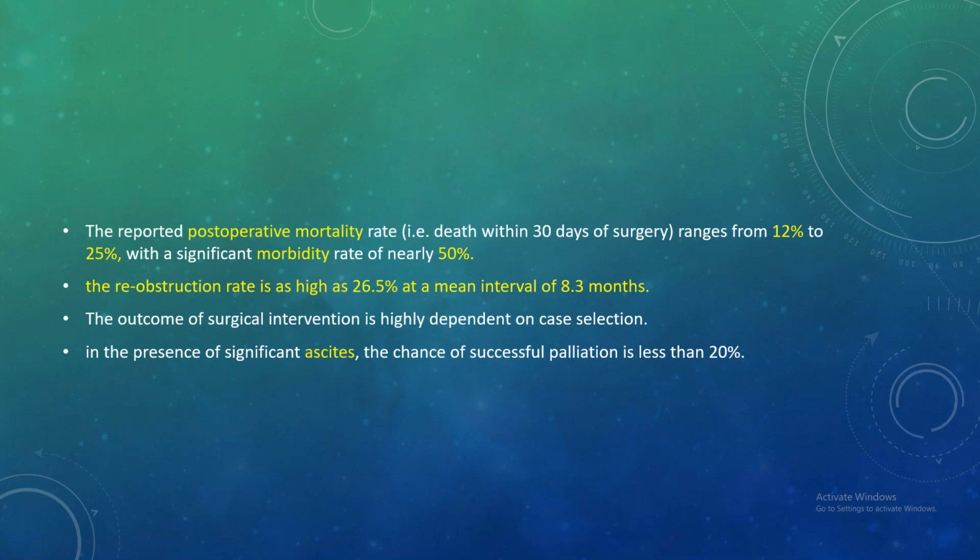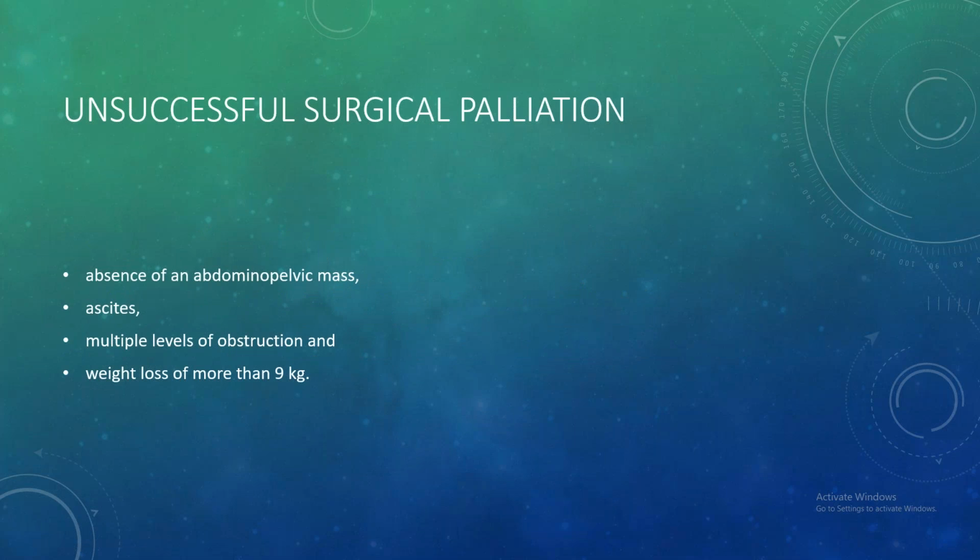Now, the post-operative mortality associated with this surgery is from 12 to 25%, and morbidity will be significant, at least around 50%. Reobstruction rates are as high as 26.5%, and the mean interval for developing reobstruction is around 8 months. Also, the outcome of surgery depends upon the case selection, and the presence of significant ascites is usually a poor prognostic factor, with successful palliation less than 20%.